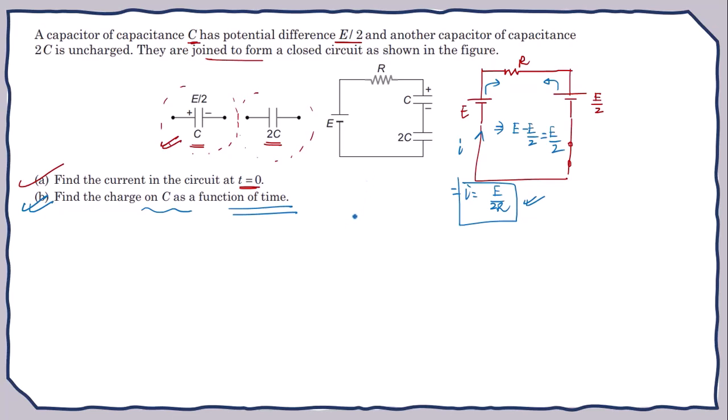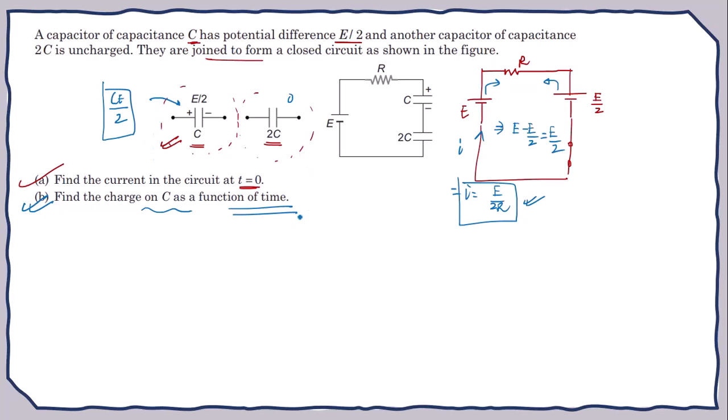Let us say initially the capacitor C has the only charge. What is the charge inside this plate? That is CE by 2. So if CE by 2 is the initial charge of the capacitor and the initial charge of the other capacitance is 0, can I say that the total charge will also remain the same? So the total charge will remain the same.